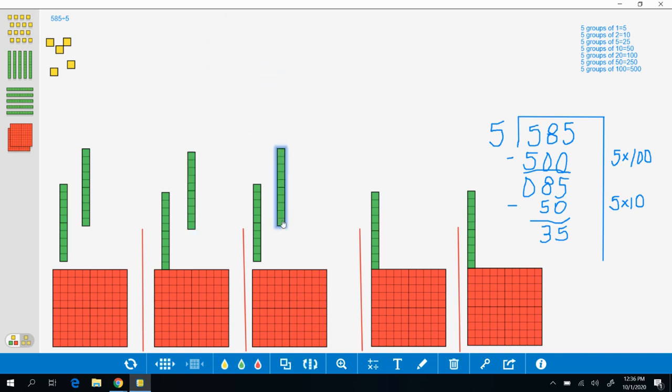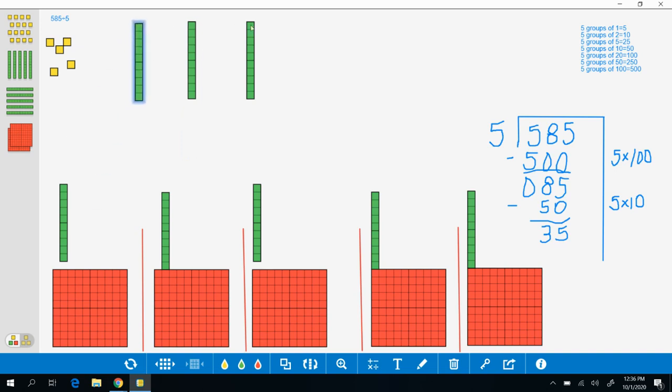Well, I was able to pass those out to 3 groups, but I don't have enough for these last 2 groups, so that's not going to work. I can't share any more tens equally. So what could we do with these tens so that we could share with each of the 5 groups? If you said break them apart or exchange tens for ones, you're right.